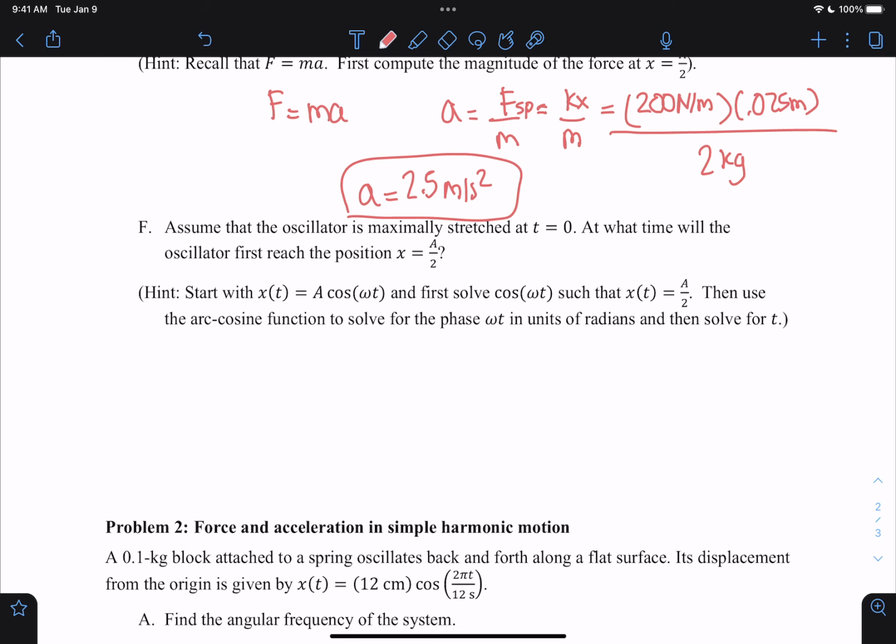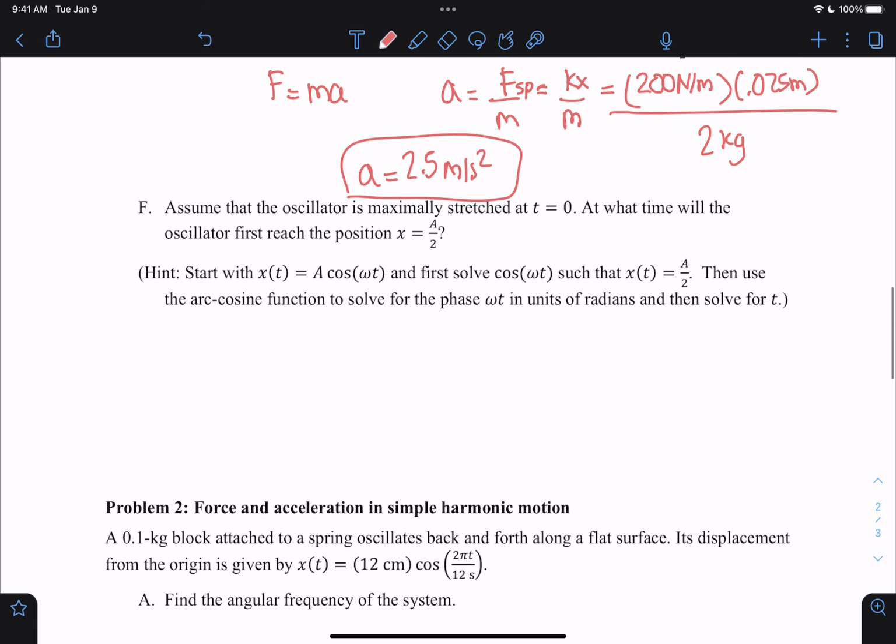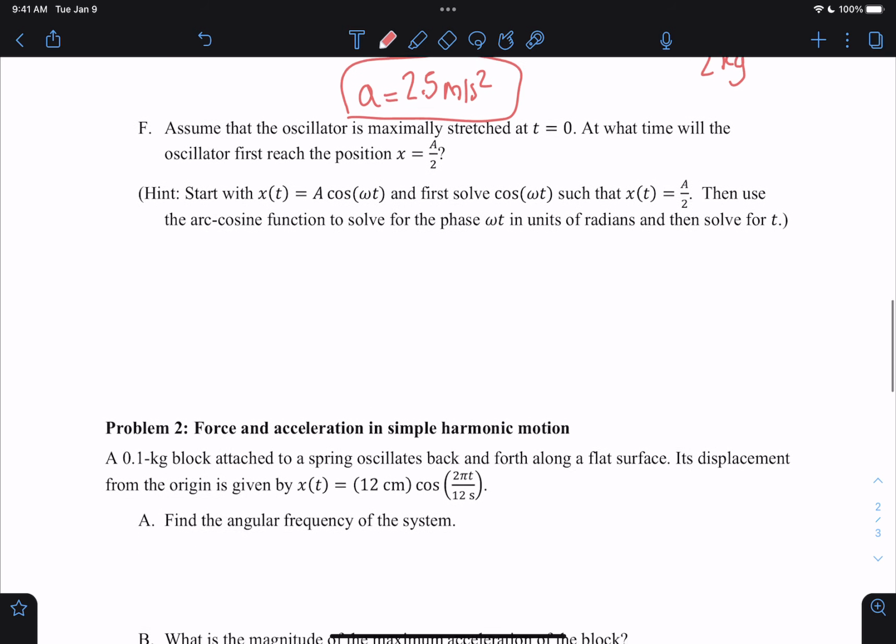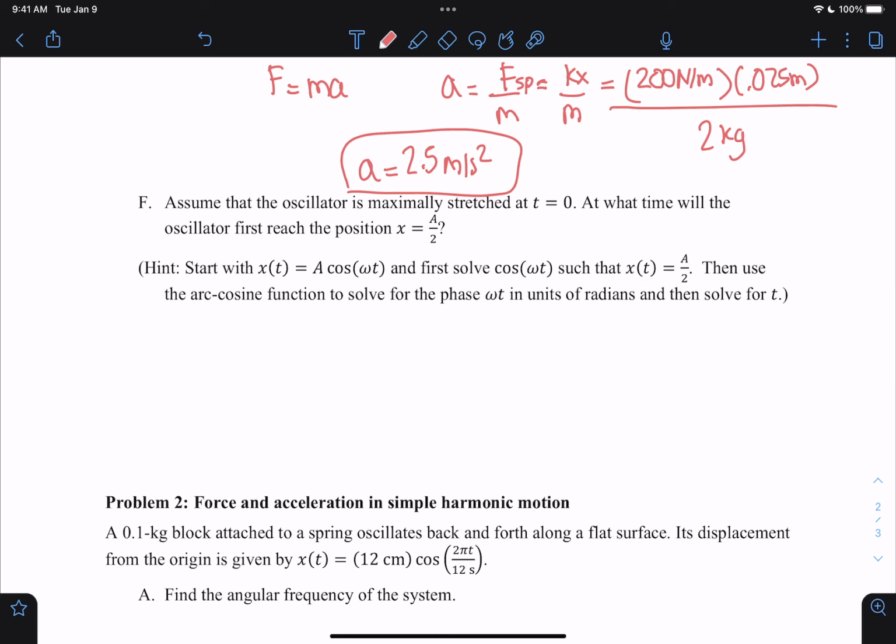Am I frozen again? Wait, can you see me moving the screen? Because I haven't written anything down yet. Oh, man. Oh, man. All right, here we go.